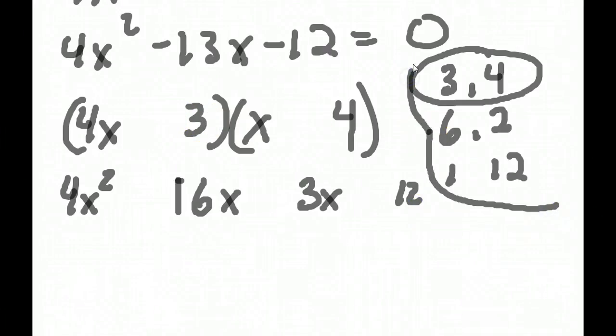Now I wrote these down, but I didn't put any signs in between them. Looking at those middle terms, you have a 16x and a 3x. Can you somehow make those into a negative 13x? Yeah, I can do negative 16 plus 3. Right. And then we have a minus 12 at the end. So now we have 4x squared minus 16x plus 3x minus 12.